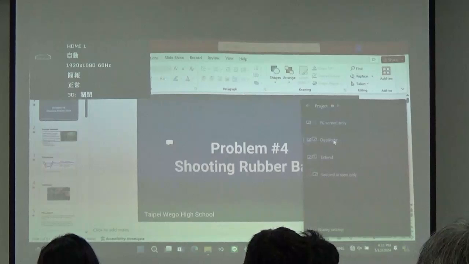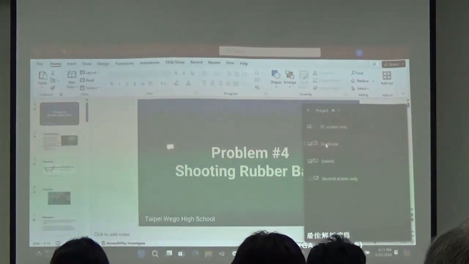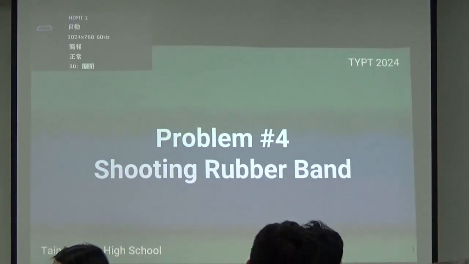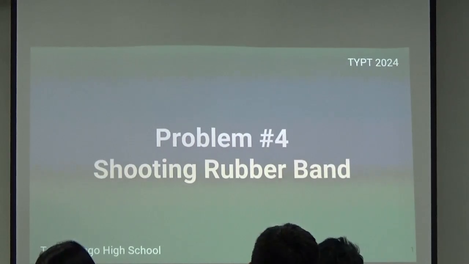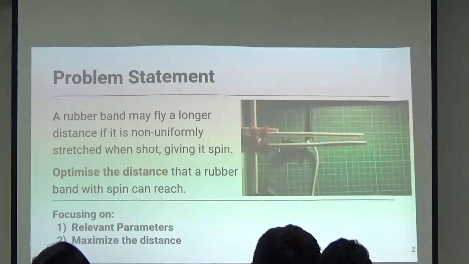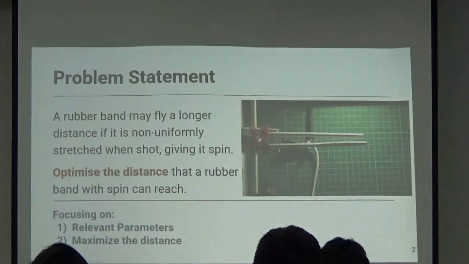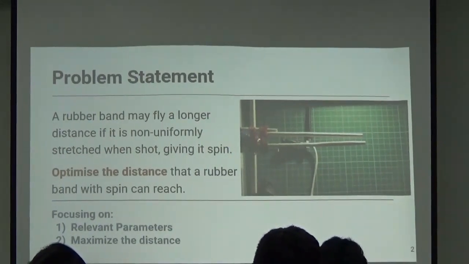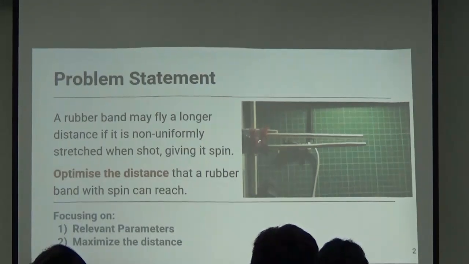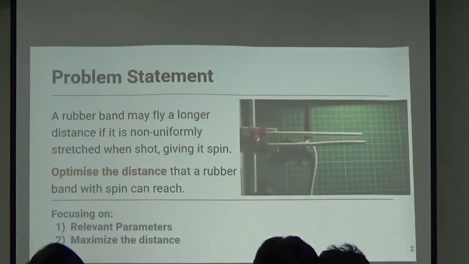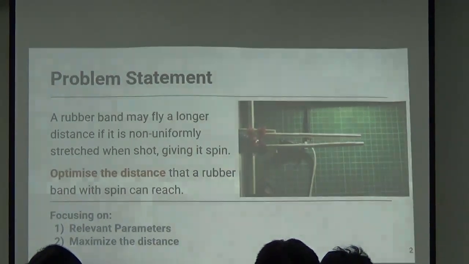You can go ahead. Honorable judges and worthy opponents, this is D1 reporting problem 4, shooting rubber band. The problem statement states that a rubber band may fly a longer distance if it's non-uniformly stretched and given a spin. So the problem statement tells us to optimize the distance, and we'll be focusing on the relevant parameters for maximizing the distance.